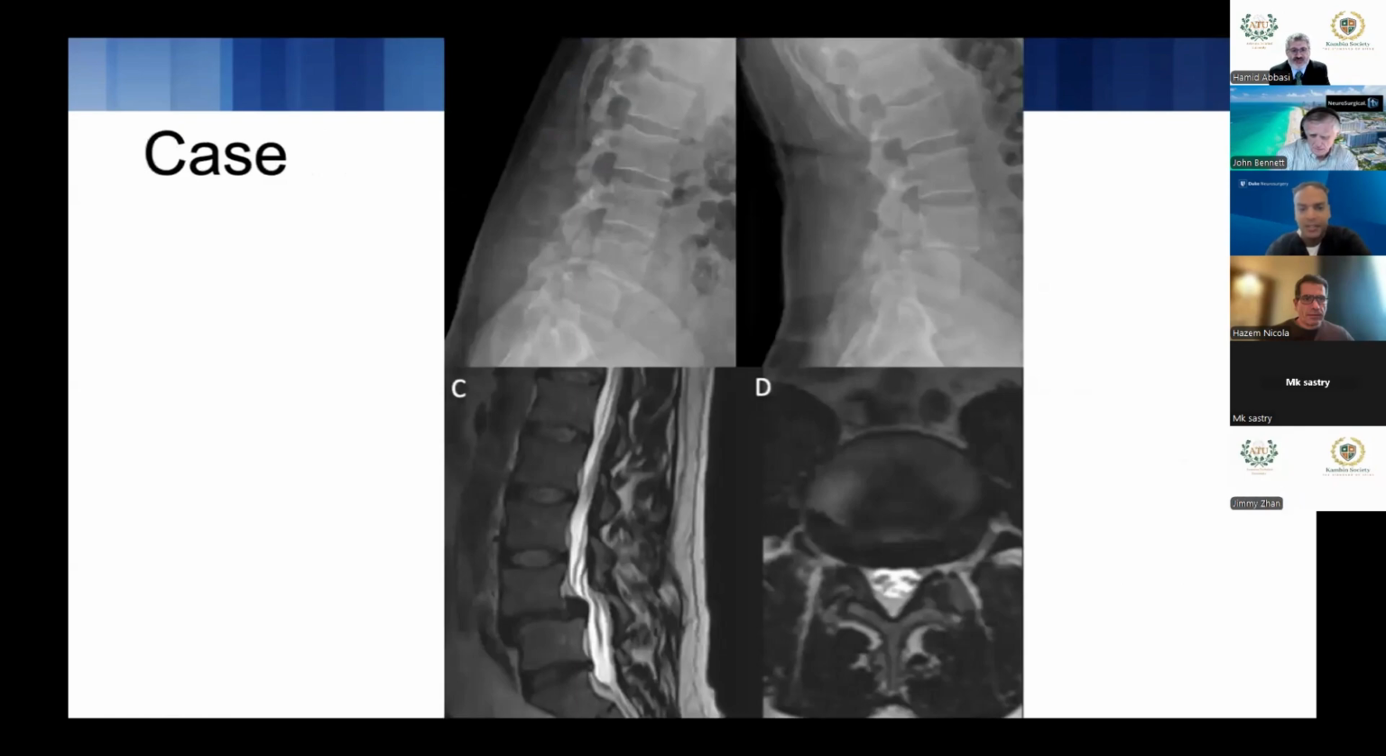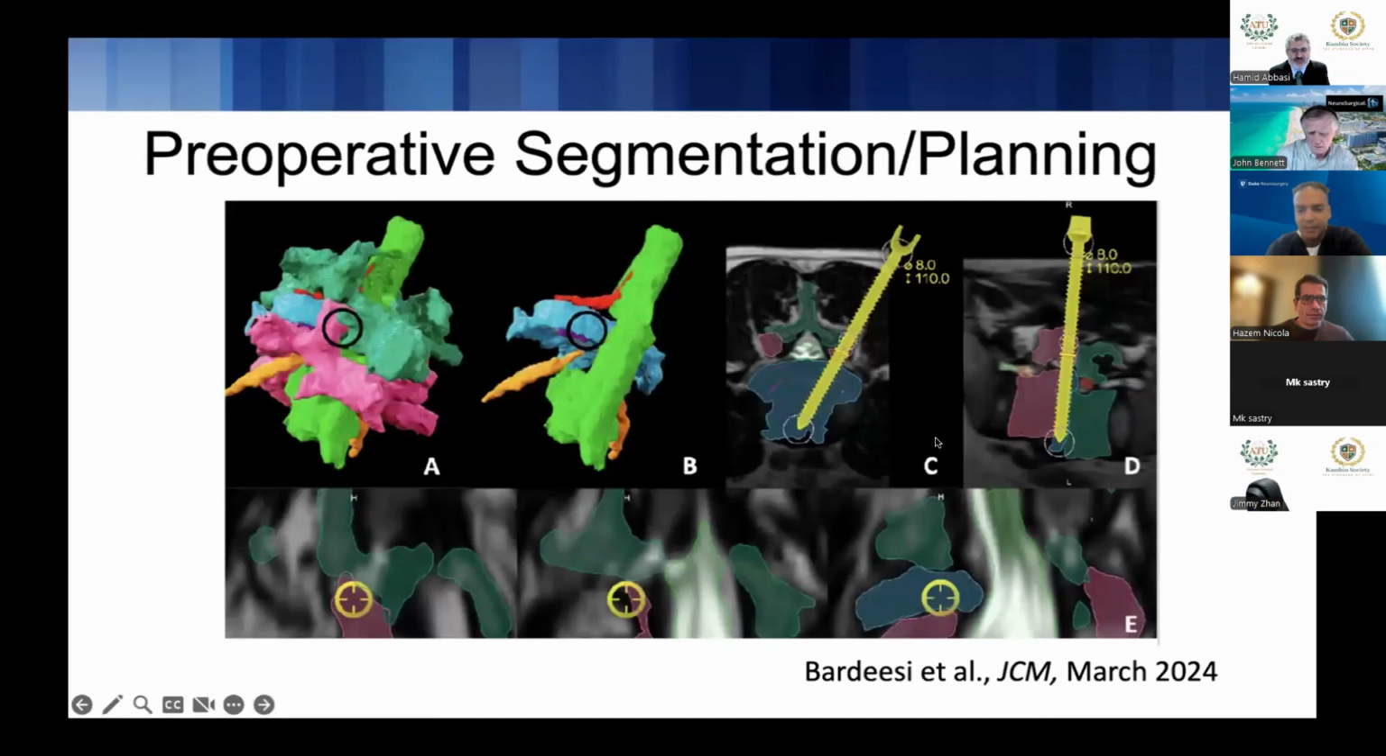So here's a case. This is a 30-year-old gentleman with a grade 2 spondylolisthesis. You can see here he's not a good candidate for an ALIF. He did not want a lateral surgery. So what we did for him is we did the segmentation. We planned out this transfacet pathway. You can see here we're avoiding the exiting nerve root and the traversing nerve root.